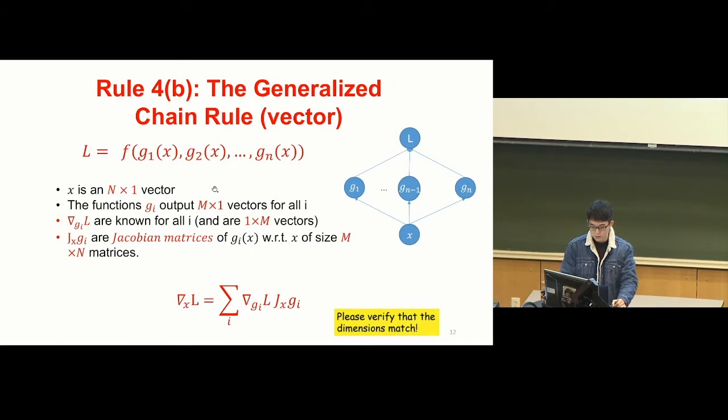Then there is the generalized form of the chain rule. Here, the Jacobian matrix of g_i(x) with respect to x is of the shape m cross n, where m is the output shape and n is the input shape. And the other things are similar.